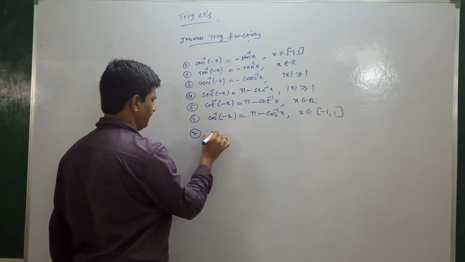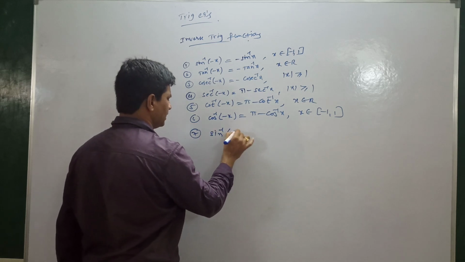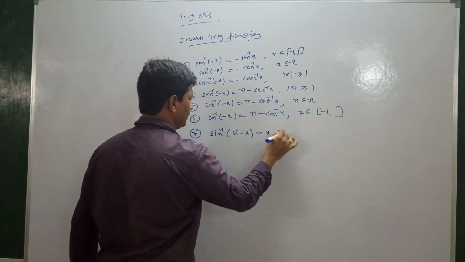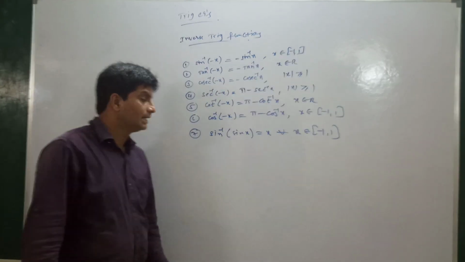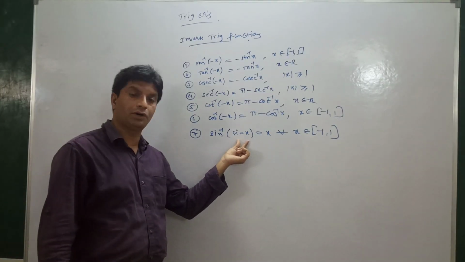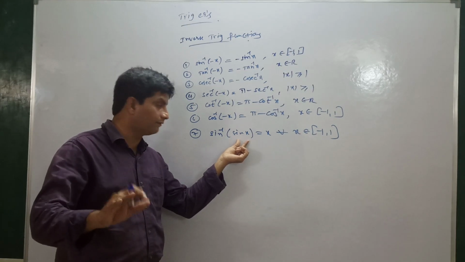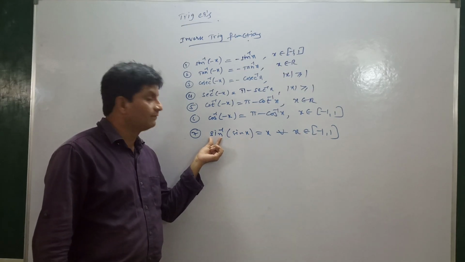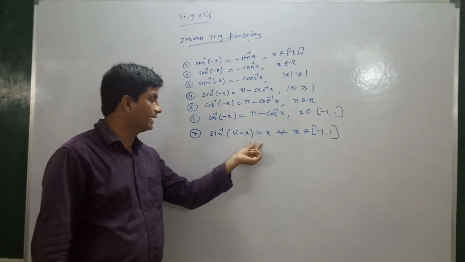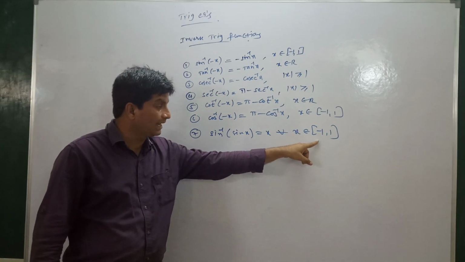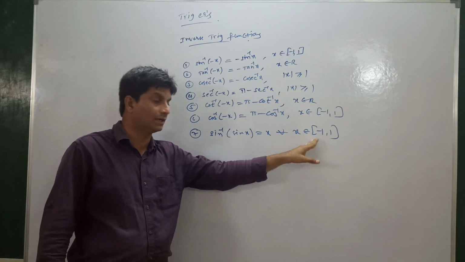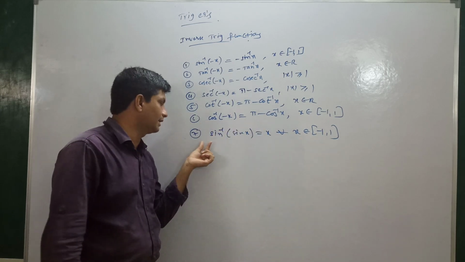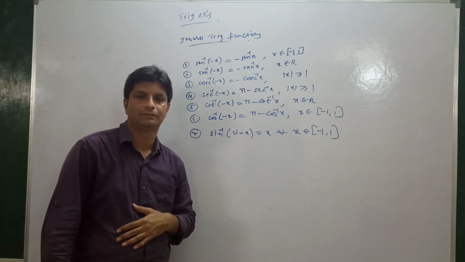Number 7: sin inverse of sin x equals x for all x belonging to [-1, 1]. Sin is the general trigonometric function and sin inverse is the inverse sine function. Sin inverse of sin x equals x only when x belongs to [-1, 1]. If the value of x does not belong to the closed interval [-1, 1], we should not write sin inverse of sin x equals x.